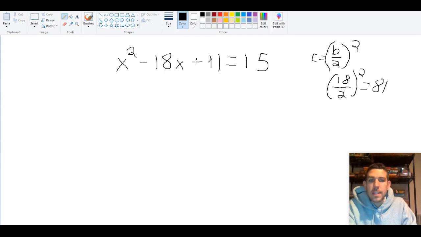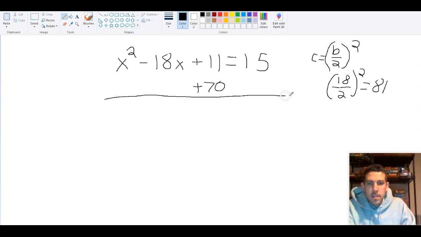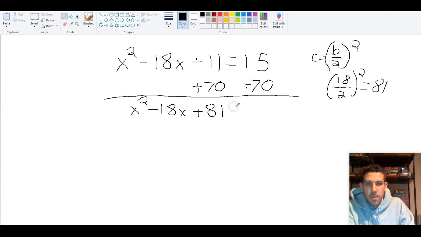Alright, so how can I complete the square? Well, I would have to add 70 to that, because I knew that 70 plus 11 would make 81. If you add to one side though, you've got to add to the other side of the equation to keep it balanced. But I've now completed the square. So completing the square is pretty simple once you understand what that c value must be. I am left with an 85 over here now on the right side of the equation.